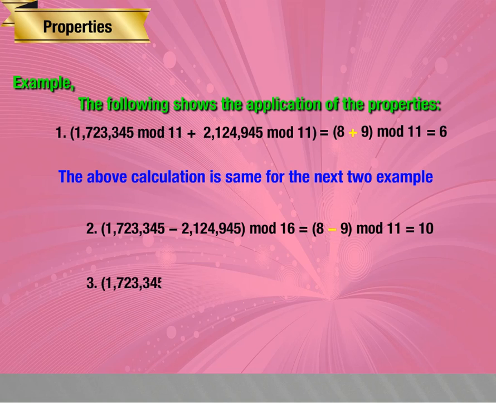3. 17,23,345 into 21,24,945 mod 11 is equal to 8 into 9 mod 11, which is equal to 6.